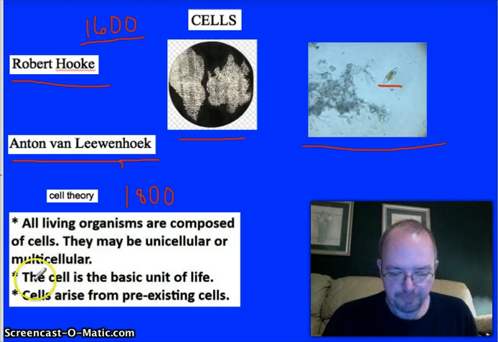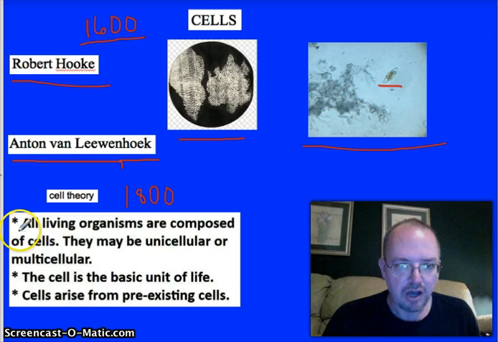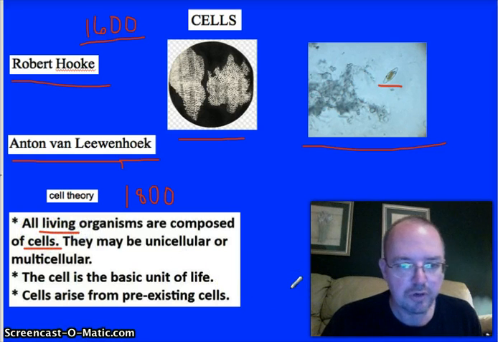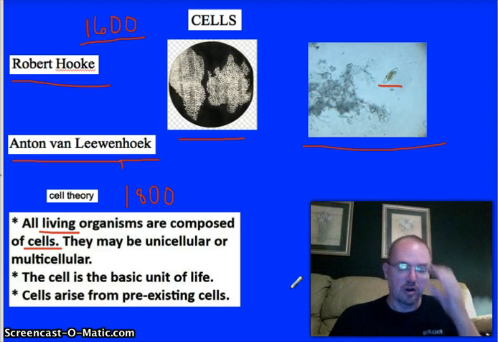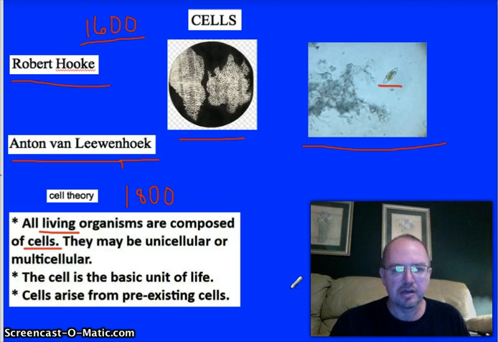The cell theory is, first of all, living things are made of cells. All living things: plants, animals, protists, and the archaea, the kingdom at the bottom of the ocean near the hydrothermal vents. Every one of them is made of cells, and of course they could be unicellular, having one cell, or multicellular, like almost all the other animals and plants.